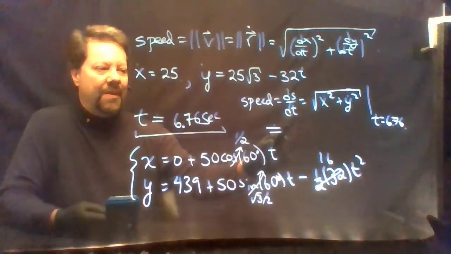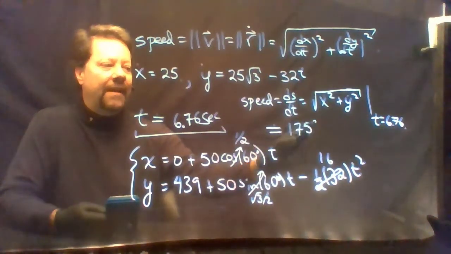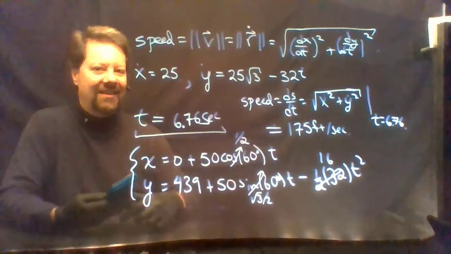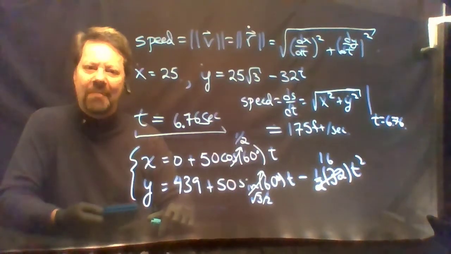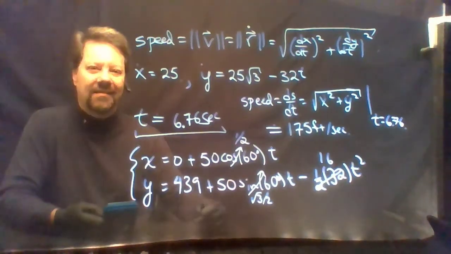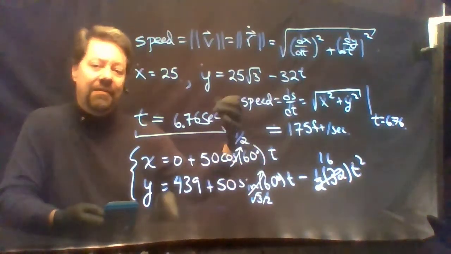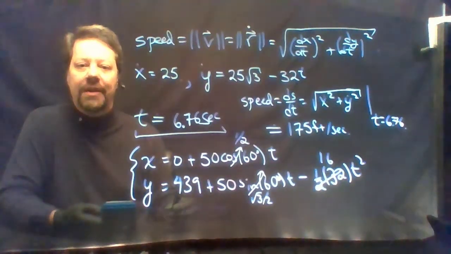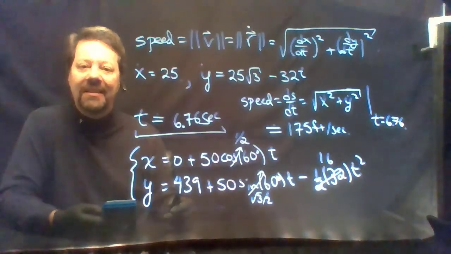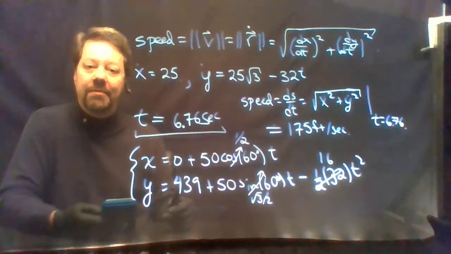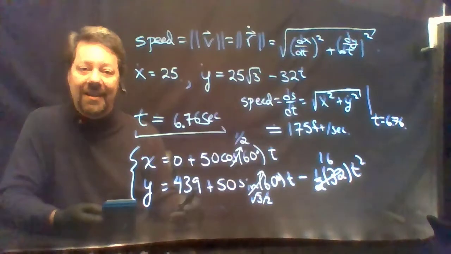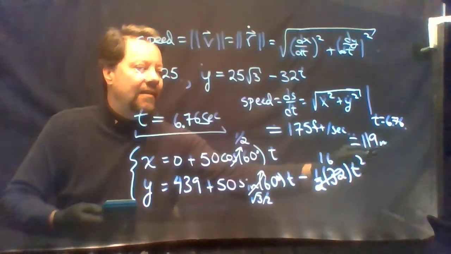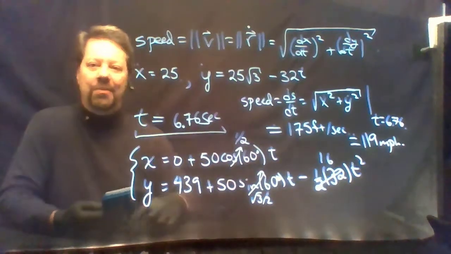my calculator gives me about 175, and the units are feet per second. How much is that in miles per hour? If we divide by 5,280, because there are 5,280 feet in 1 mile, and multiply by 3,600, because there are 3,600 seconds in an hour, we get about 119 miles per hour.